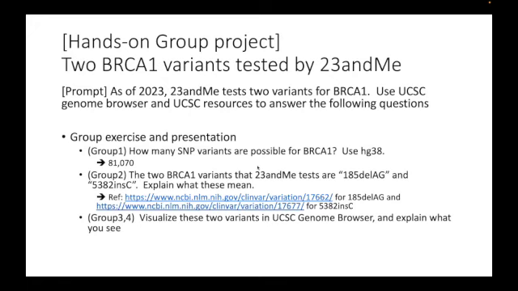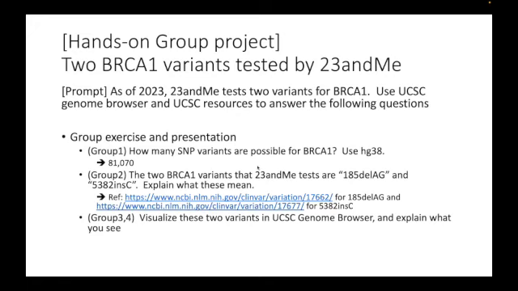Now, for group 2, I told you that as of now, only 2 variants are allowed by the FDA to be provided direct to consumer. Those 2 variants are the 185 deletion variant, 185delAG, and then 5382insC. Try to explain what they are.